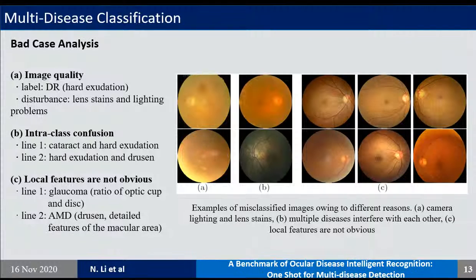Third, local features are not obvious. As shown in the images of the first line in C, the determination of glaucoma requires an accurate ratio of optic cup and disc. In the second line of C, AMD requires more detailed features of the macular area. For these, we need to extract relevant local features to improve the performance of classification.